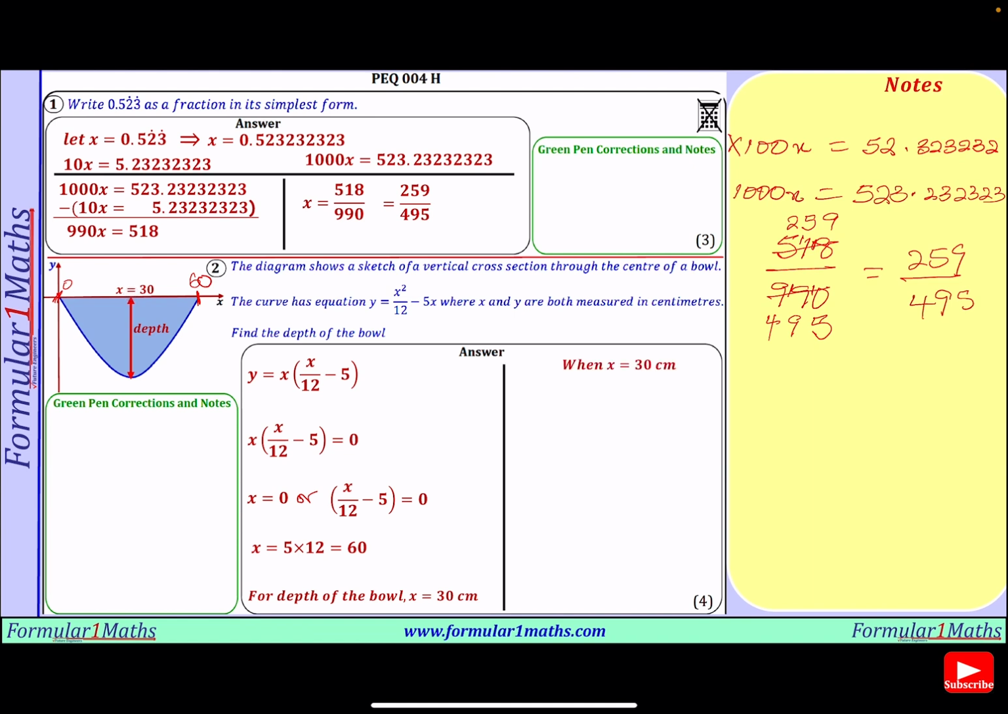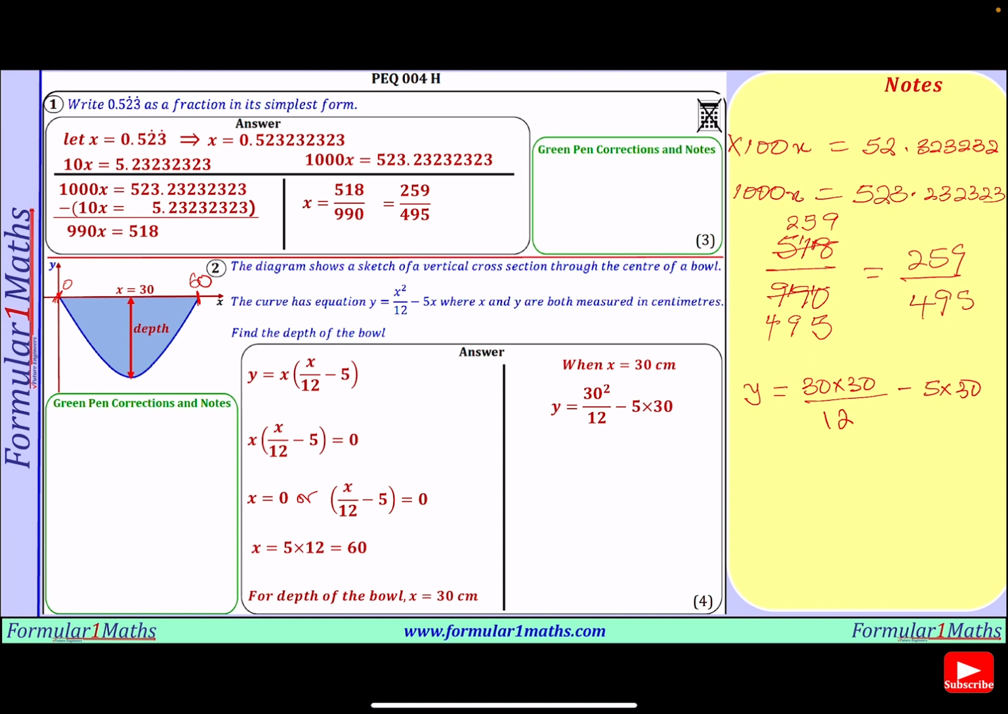So when x is 30, y will be equal to 30 squared over 12 minus 5 times 30. This is a big calculation to do for a non-calculator question. So let me show you an easy way of doing this. I'm going to write this as y equals 30 times 30 over 12 minus 5 times 30.